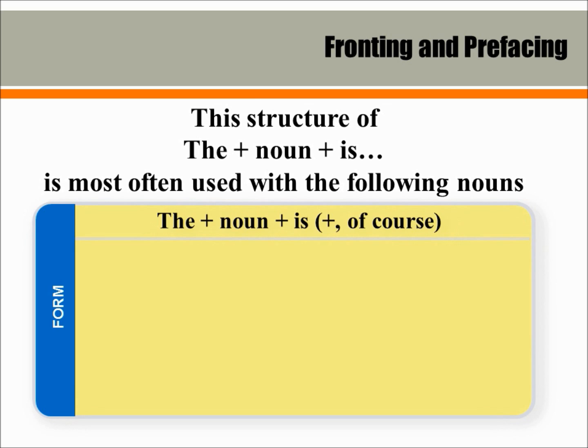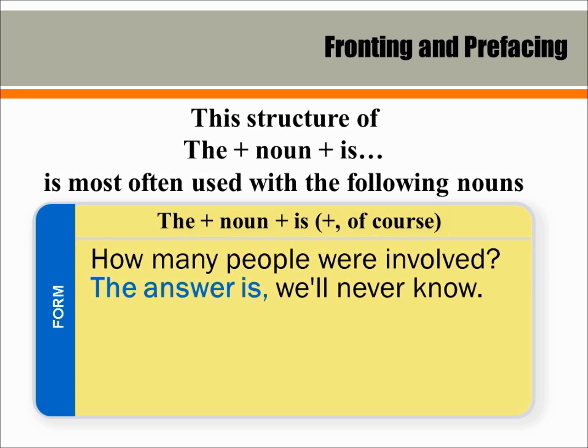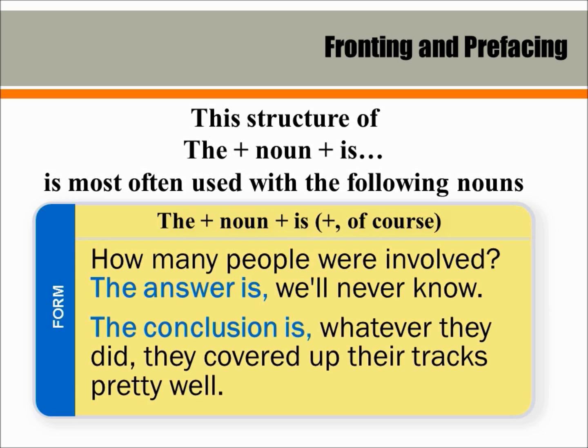This structure of the noun is most often used with the following nouns. Answer: how many people were involved? The answer is we'll never know. Conclusion: the conclusion is whatever they did, they covered up their tracks pretty well.